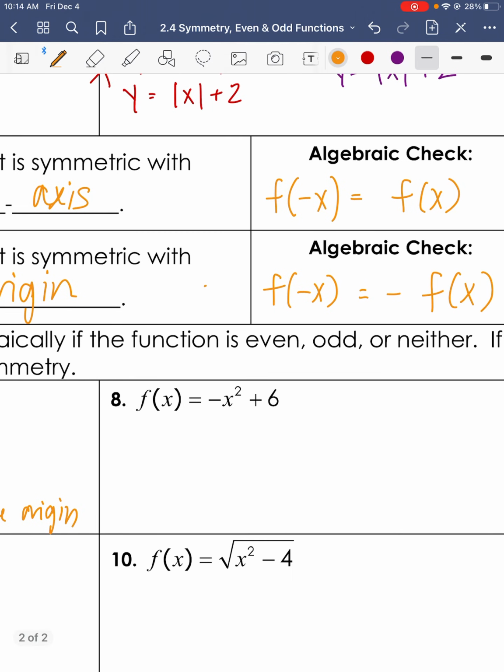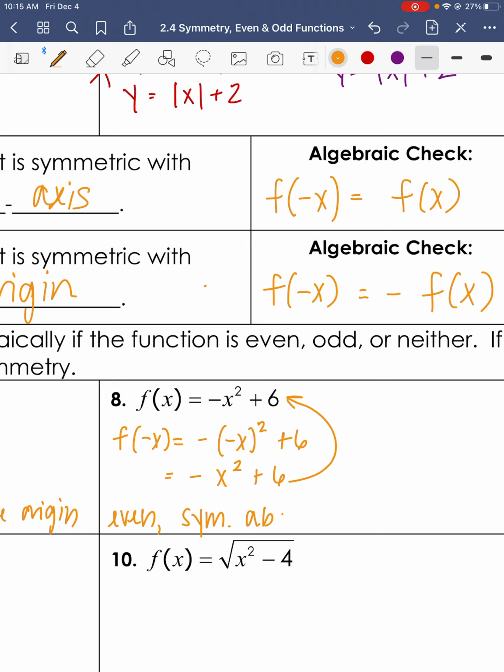Okay, number 8, same thing, we find f of negative x, and here we get negative x in parentheses squared plus 6. This is negative x squared plus 6, so this negative comes from here. This negative goes away because we're squaring it. And this is exactly the same as the original equation, so we say that this is even. And this is symmetric about the y-axis.